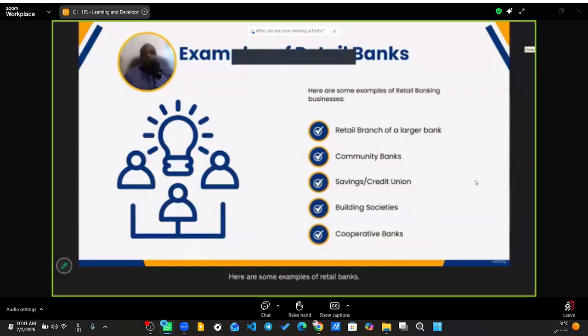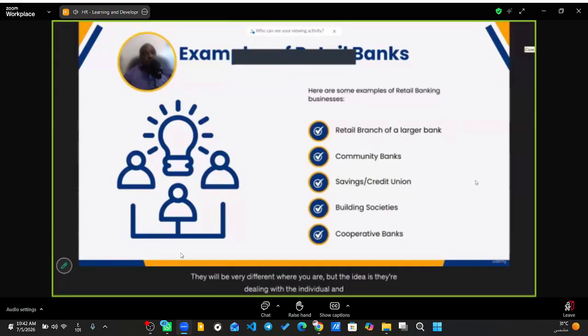Here are some examples of retail banks. Retail branch of a larger bank. Sometimes you have big banks that have various segments and divisions, and have a retail division that is operating either on the high street or close to the individual customer. We know of many examples here in the UK. You have HSBC, you have Barclays, you have NatWest, and so many others.